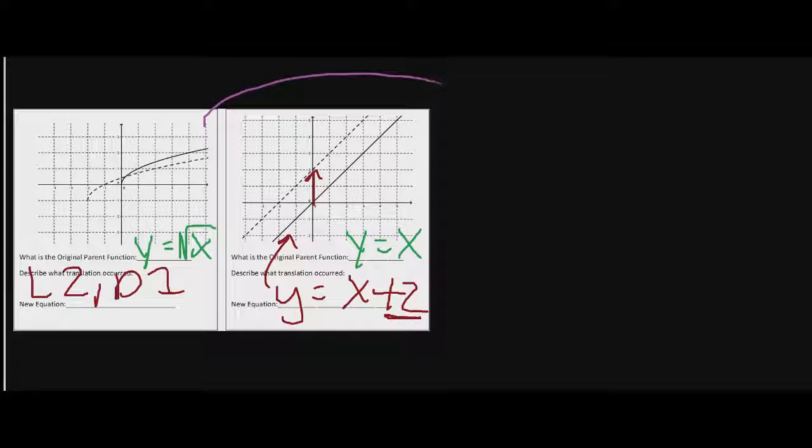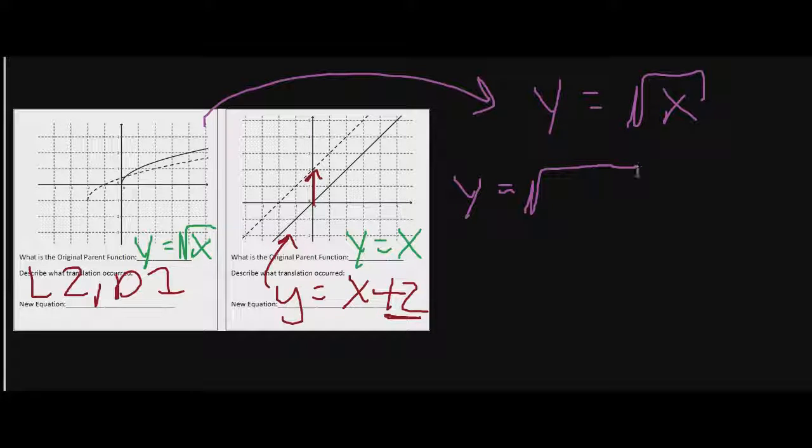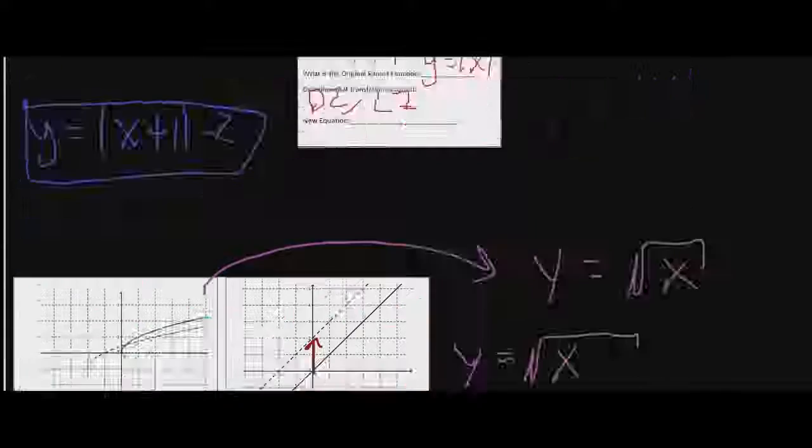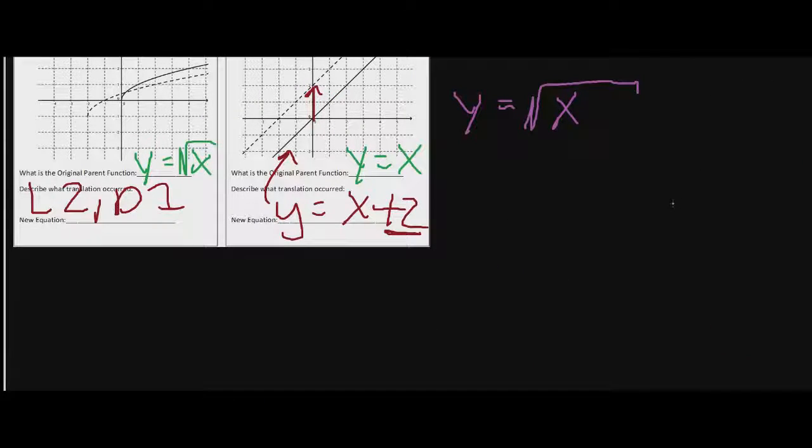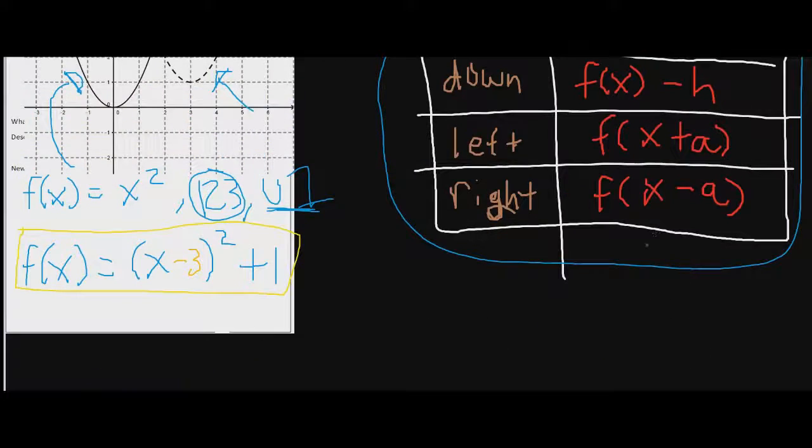Well, let's just go ahead and do this over here for a new equation. So we have y equals the square root of x. Now we're going to move to the left by 2. If we move to the left, let's look back up here. It's plus, so it's the opposite. So the square root of x plus 2.